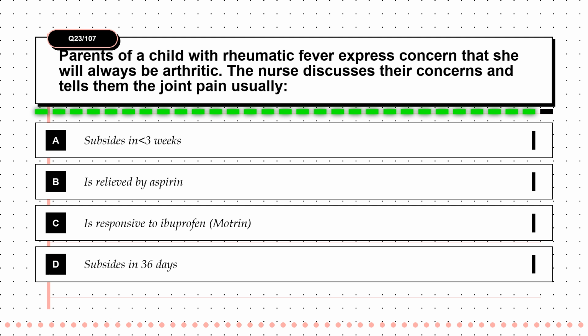Question 23. Parents of a child with rheumatic fever express concern that she will always be arthritic. The nurse discusses their concerns and tells them the joint pain usually. Here are the options. Option A. Subsides in 3 weeks. Option B. Is relieved by aspirin. Option C. Is responsive to ibuprofen Motrin. Option D. Subsides in 36 days.